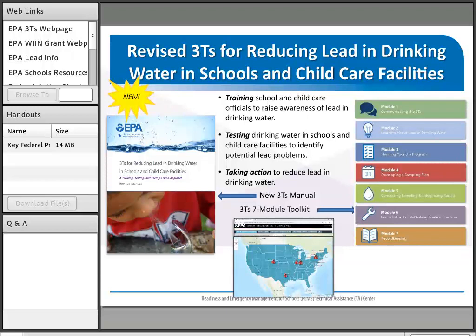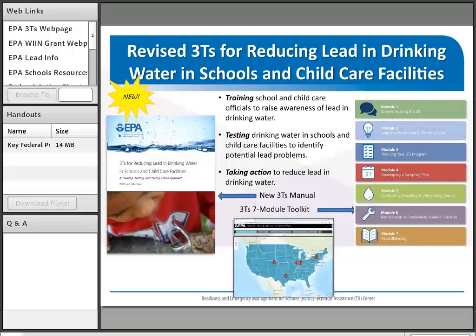So let's talk about what the 3 Ts are. The 3 Ts take a training, testing, and taking action approach, which is what Madeline was just mentioning, to reduce lead in drinking water in schools and child care facilities. It's aimed to support training school and child care officials to raise awareness of the 3 Ts program and potential causes and health effects of lead in drinking water, to test drinking water in schools and child care facilities to identify potential lead problems, and to take action where needed to reduce lead in drinking water.